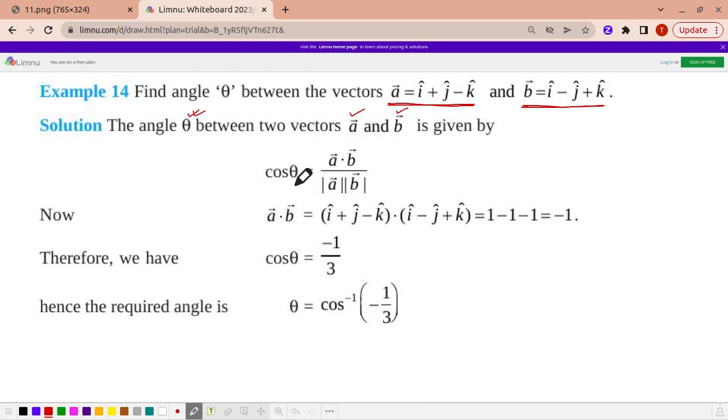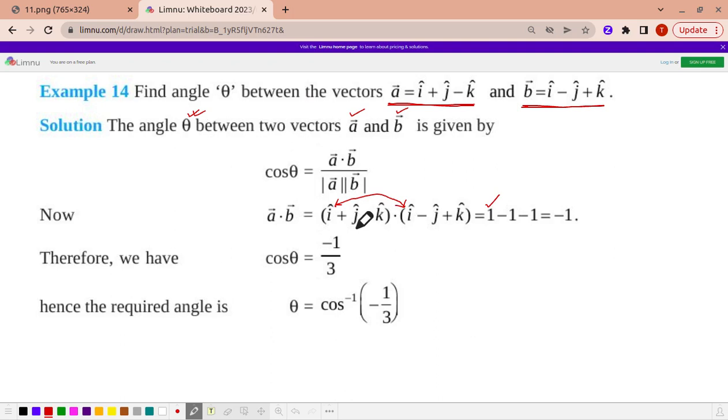Then we get cos theta equal to A dot B by mod A into mod B. When two vectors are given in component form, their dot product is the product of the components i cap, j cap and k cap, and finally their summation. The product of i cap and i cap is 1 into 1, because both i caps for vectors A and B have the coefficient 1. So 1 into 1 is 1.